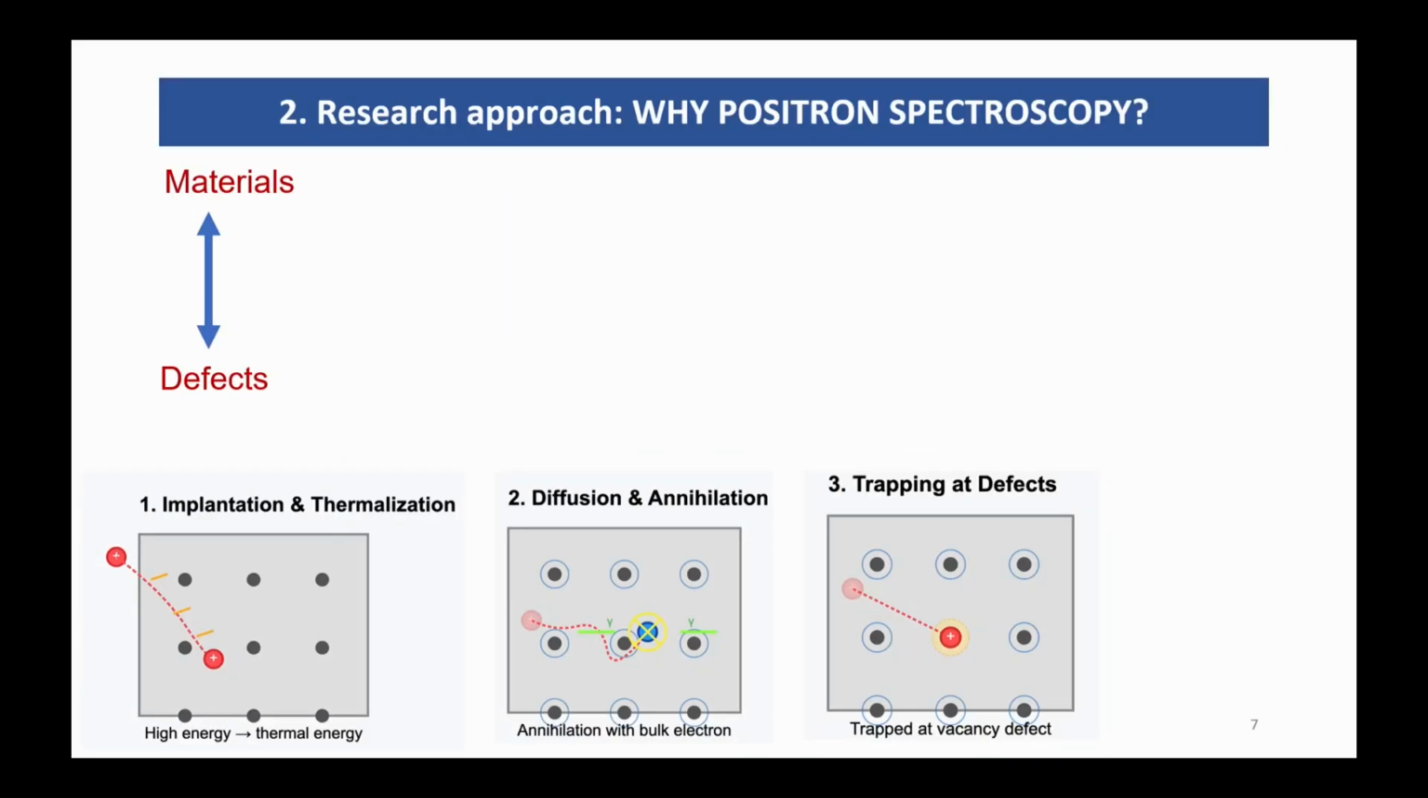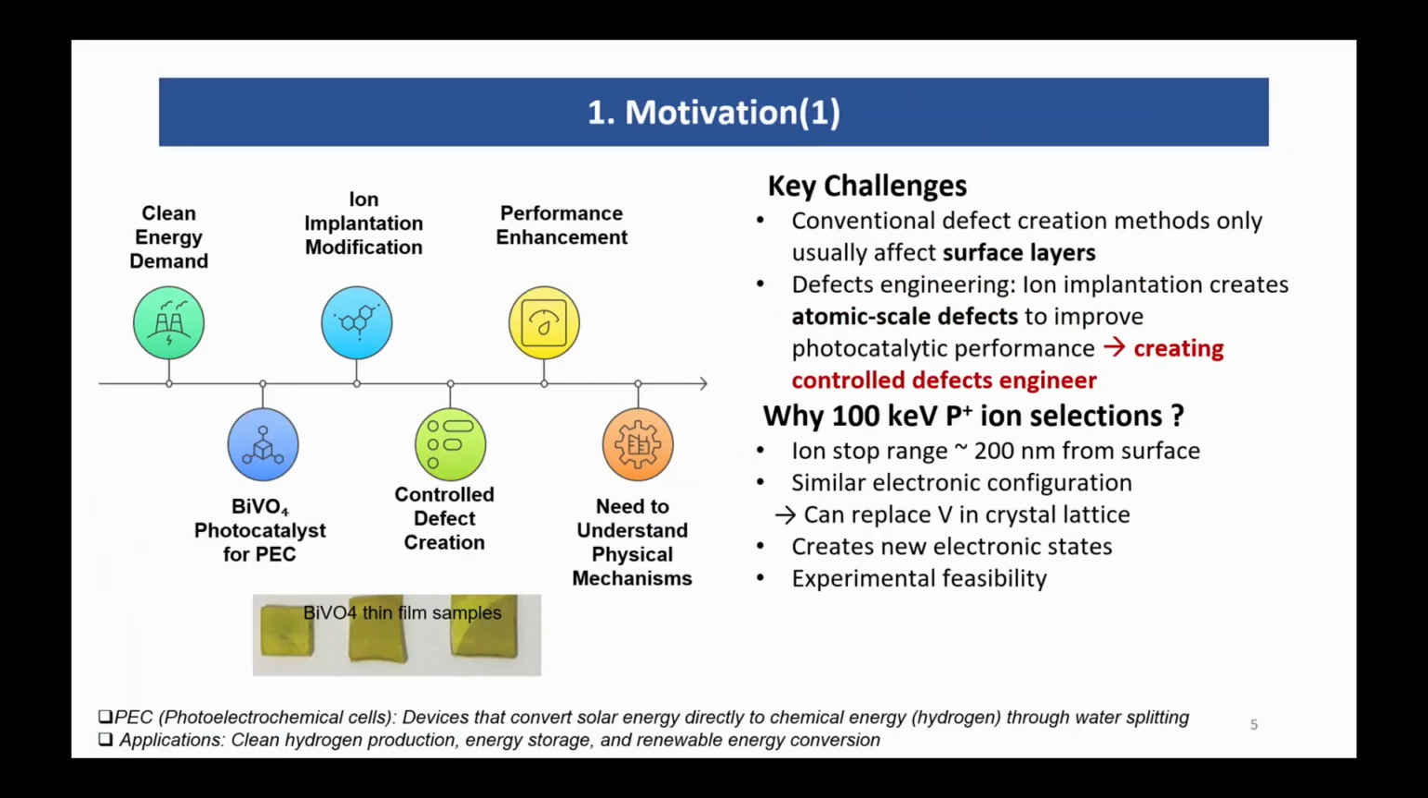Okay. Let's see a little bit about what we do here. This is from a laboratory thin film. Positron is non-destructive. But the reason why we implant is that we want to create a defect. And this defect can optimize the electronic property. This enhancement of electronic or optical property can help to increase the catalytic performance.